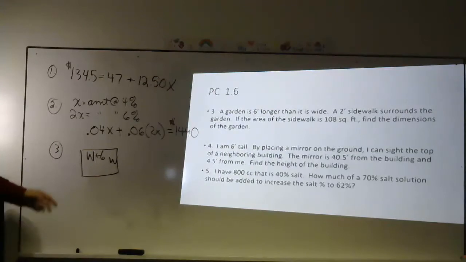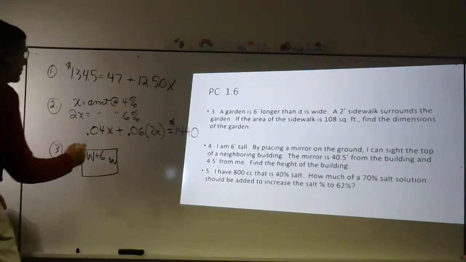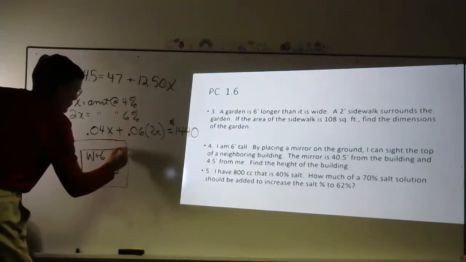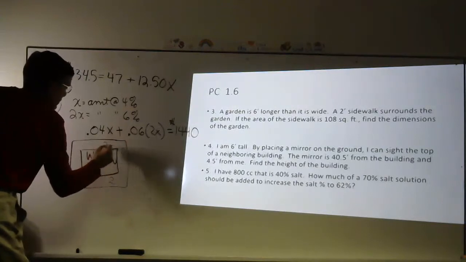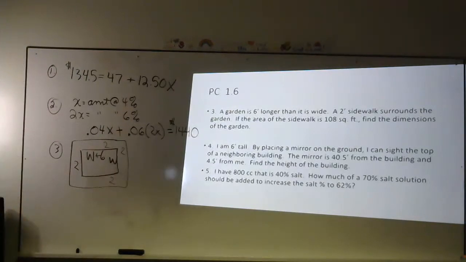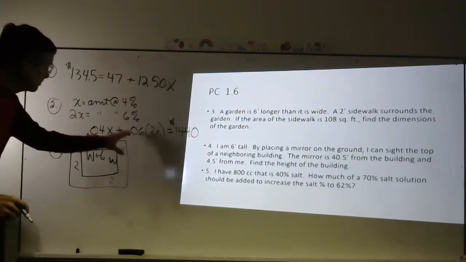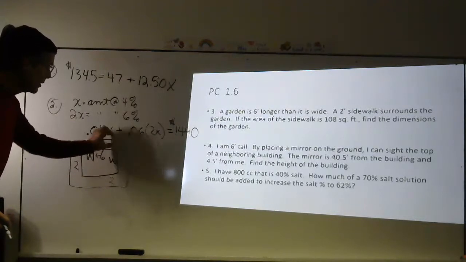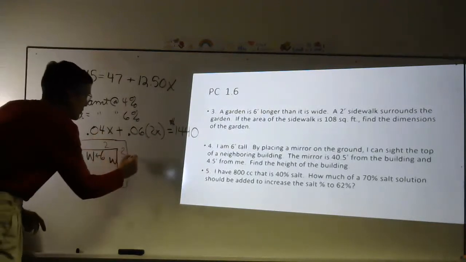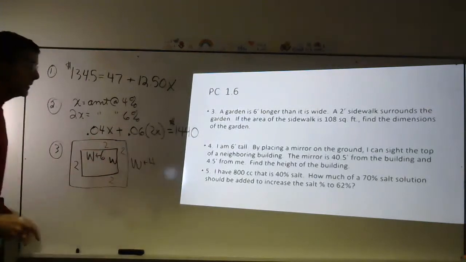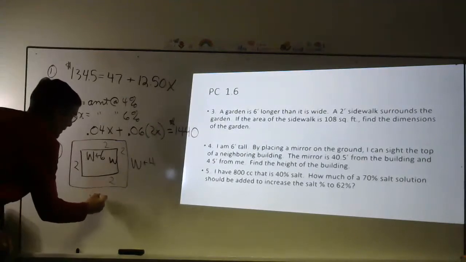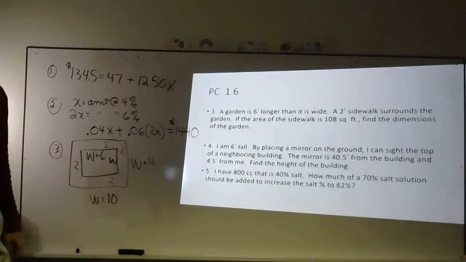Now, I'm going to put a 2-foot sidewalk the whole way around the garden. This is 2 foot here. This is 2 foot here. These are 2s everywhere, the width of that sidewalk. So if you want to get the bigger dimensions now, it's no longer W, it's just here. You put a 2 here and a 2 down there. So isn't this W plus 4? And down here, it's no longer W plus 6. We put a 2 here and a 2 there. Isn't that W plus 10? Right? Okay, so now I've got it all set up.